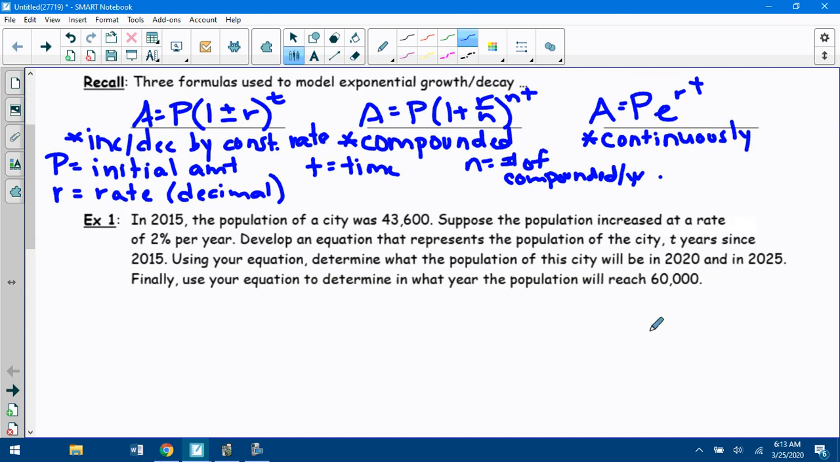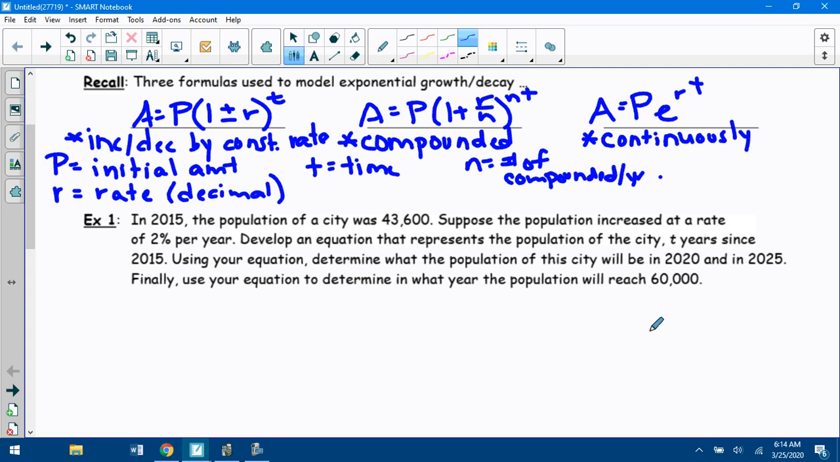Okay, so a lot of the questions you're going to see are not any different than the ones we did in the last unit. We're just not going to solve them graphically anymore. Everything's going to be algebraic. Okay, number 1, in 2015, the population of a city was 43,600. Suppose the population increased at a rate of 2% per year. Develop an equation that represents the population of the city t years since 2015. Using your equation, determine what the population of the city will be in 2020 and in 2025. Finally, use your equation to determine in what year the population will reach 60,000.